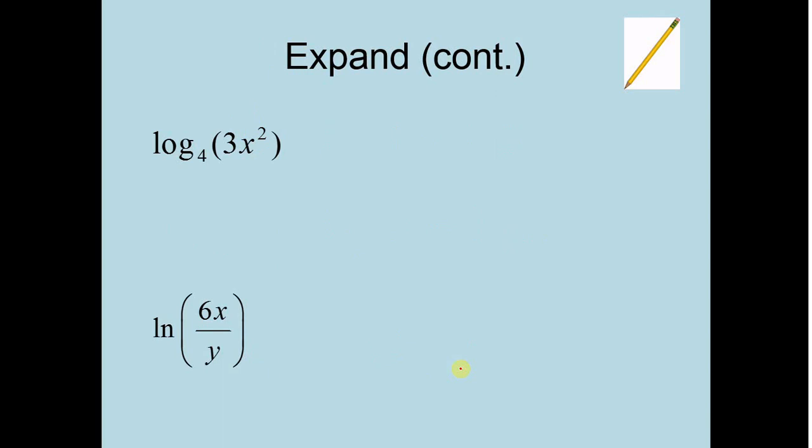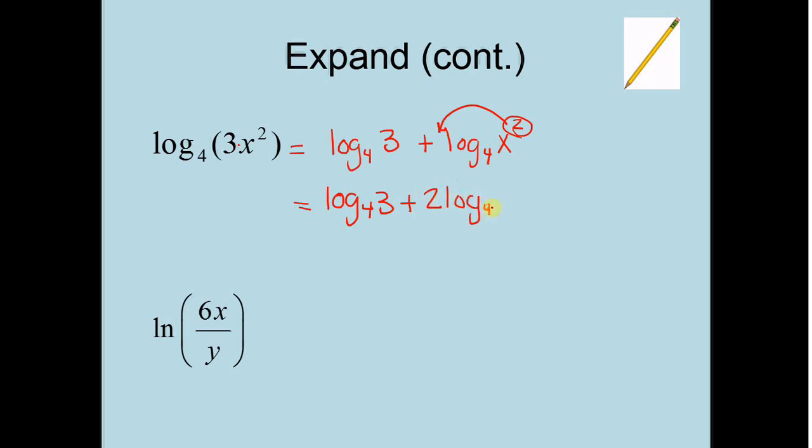What about some more expanding? Notice how these are getting a little bigger. So I have 3x squared. So I have multiplication, right? So multiplication is equal to addition. So let's put these into their own logs. So log base 4 of 3 plus log base 4 of x squared. Now, I'm not done though. I'm not done expanding. I have a power left. I can't leave that there. So we would have log base 4 of 3 plus, this power's got to go in the front, right? So 2 log base 4 of x. That is as simple as it can be.